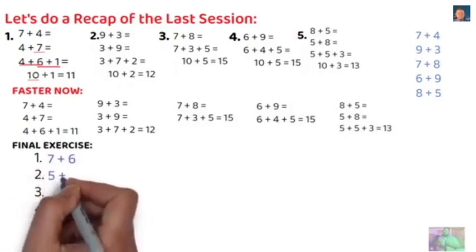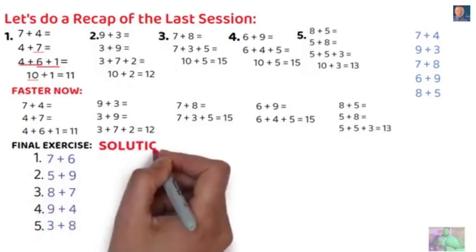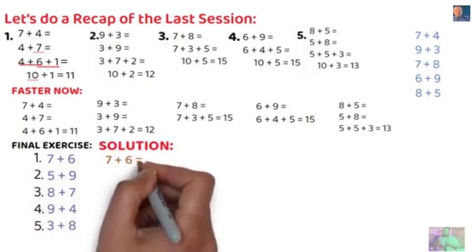So here's the final exercise. You have 7 plus 6, 5 plus 9, 8 plus 7, 9 plus 4, and 3 plus 8. So let's do this together.